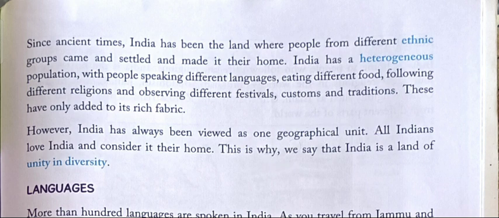Still, we have different people in India. They have different dressing sense, different food, different religions, and different cultures. Still, we are one. Still, we see ourselves as one geographical unit. Still, we say we are Indian. We are one. We are living in one India. This is why we can say India is a land of unity in diversity. हम सब different होने के बाद भी सब एकता की तरह एक होकर इंडिया में रहते हैं.